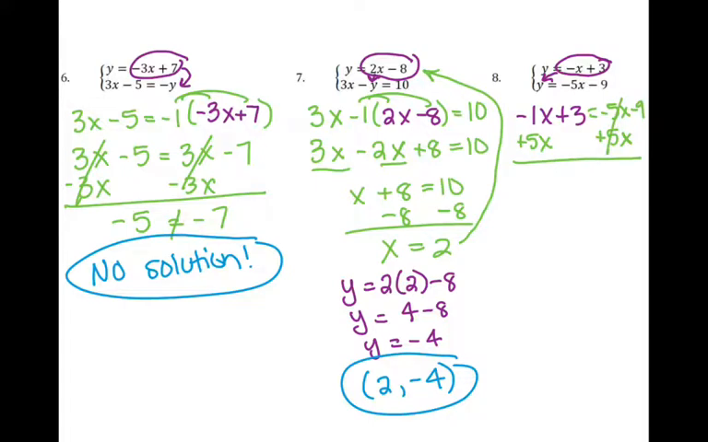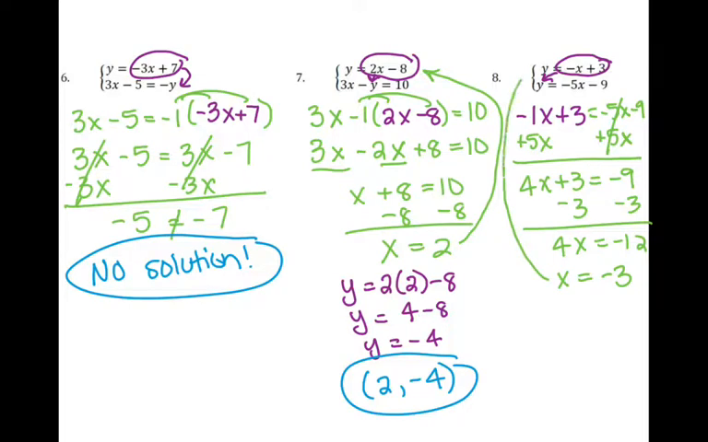Those cancel. Negative 1x plus 5x is 4x, plus 3 equals negative 9. Subtract 3 from both sides. That gives me 4x equals negative 12. And divide by 4. So I get x equals, what is that? Negative 3. And of course, now that I know that x is negative 3, I'm going to plug it into my circled equation to solve for y.